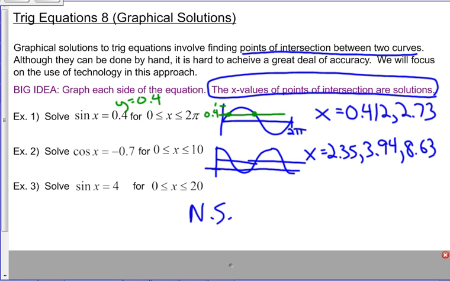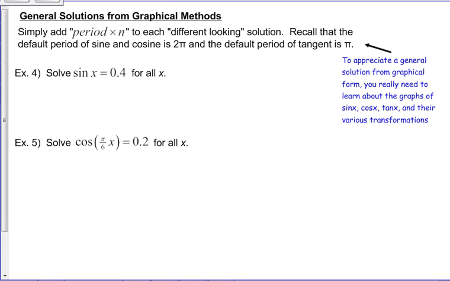Getting general solutions out of this is a little trickier, especially if you don't know a whole lot about sine graphs and cosine graphs. So general solutions from graphical methods look like this. You just add period times n to each what I call different looking solution. Okay, so we'll see that there are recurring solutions, but we only want to consider each different looking one. Otherwise, we'll have redundant stuff.